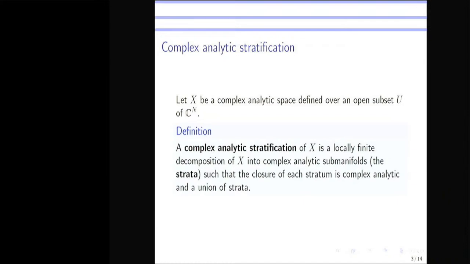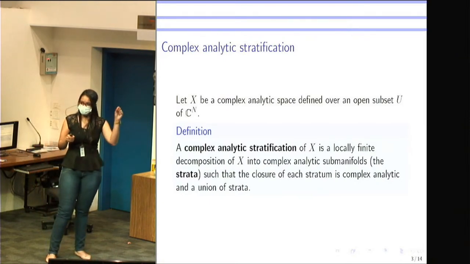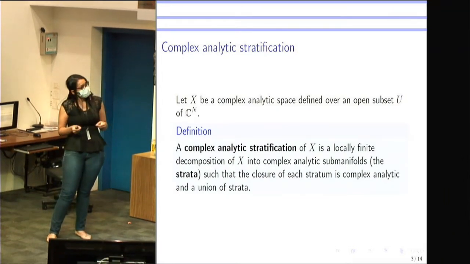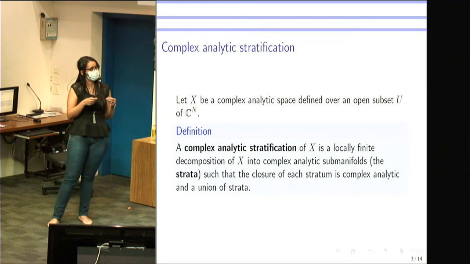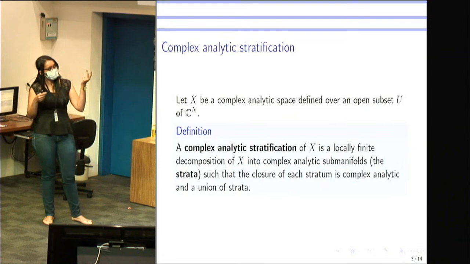So this is the way we are looking at this space X. So a complex analytic stratification is a decomposition of X into complex analytic submanifolds, such that the closure of each one of those submanifolds is still analytic and complex. And this closure can also be written as a union of those strata, as a union of those submanifolds.